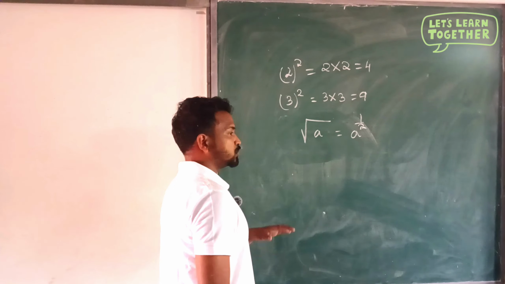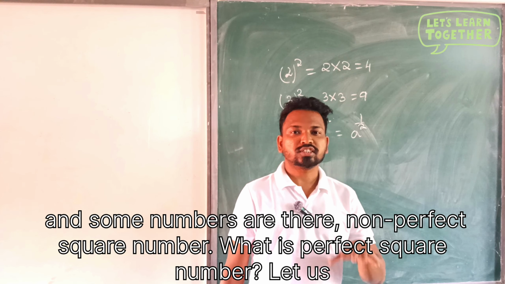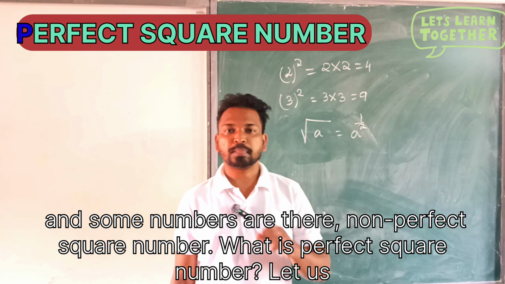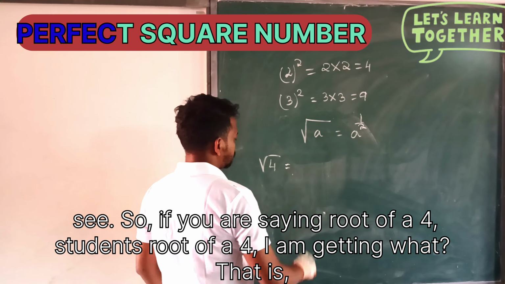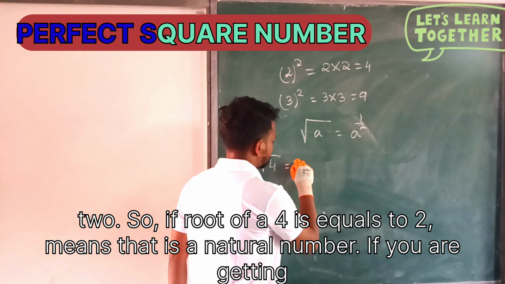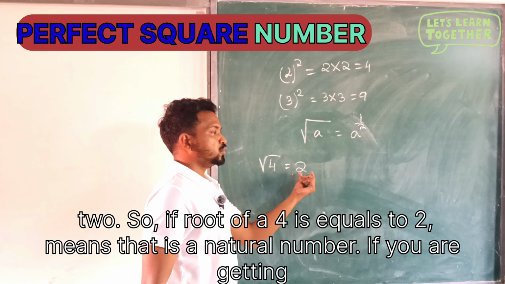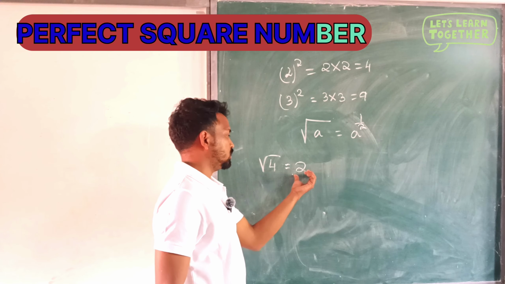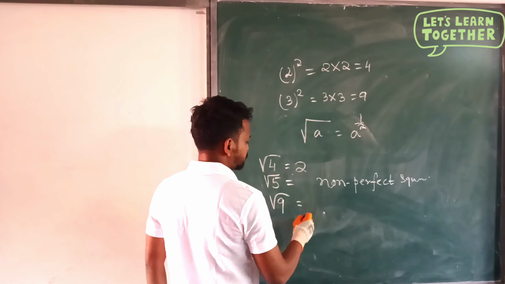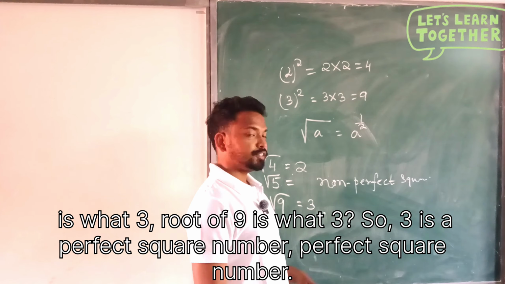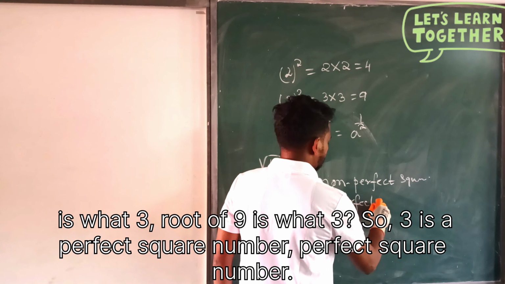So students, square roots are of two types. Some numbers are perfect square numbers, and some numbers are non-perfect square numbers. What is a perfect square number? Let us see. Root over 4, students, I am getting 2. So if root over 4 is equal to 2, that is a natural number. If you get a natural number, then that is a perfect square number. Suppose root over 9, that is 3. So 3 is a perfect square number.